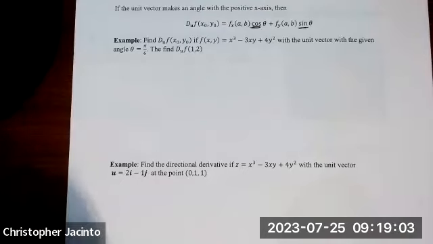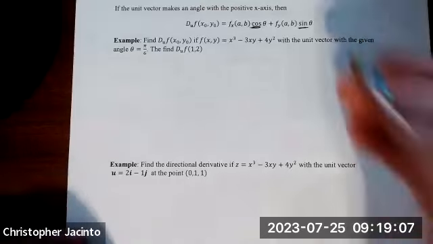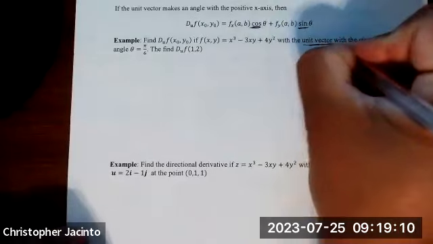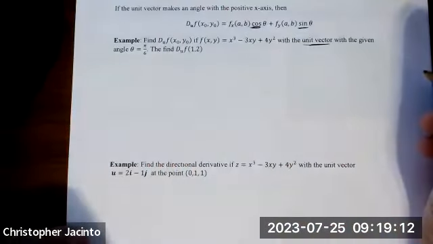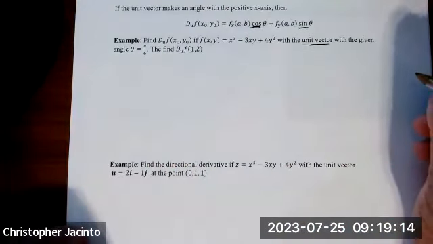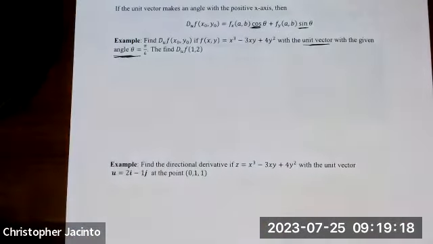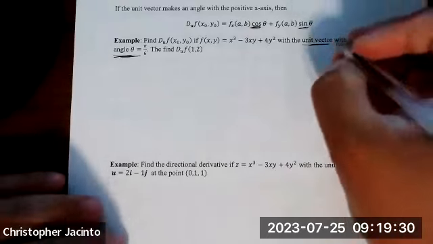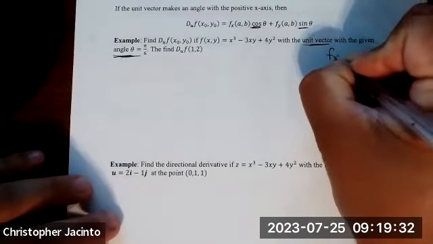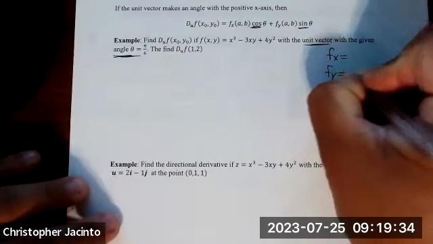So find the directional derivative of f, which is equal to this function, and it gives us the unit vector. So given an angle of pi over 6, we want to find the directional derivative at 1, 2. All right. Okay. So first off, we got to find these partials.